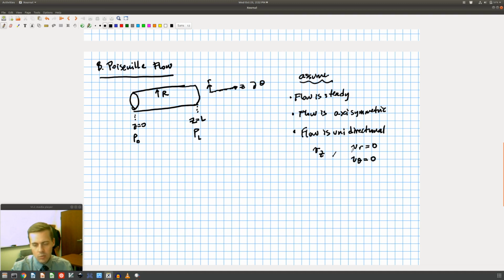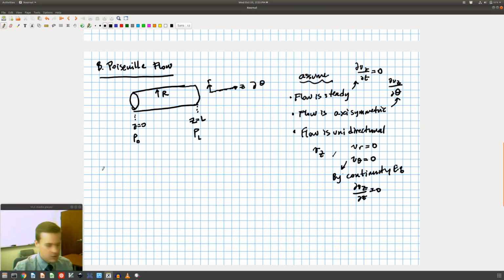All right? And we can go through the continuity equation, and we'll find that by the continuity equation, dVz dz also equals 0. And you can show that's true, assuming those two things. So the unidirectional flow plus the continuity equation implies this. Axisymmetric means I'm not going to have any changes in the theta direction, and steady is again my time: dVz dt equals 0.